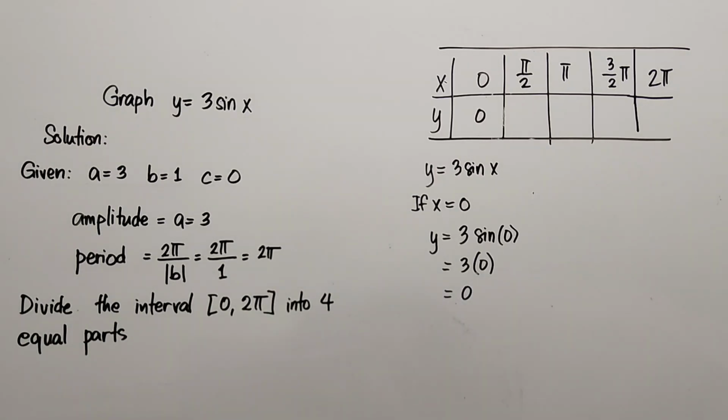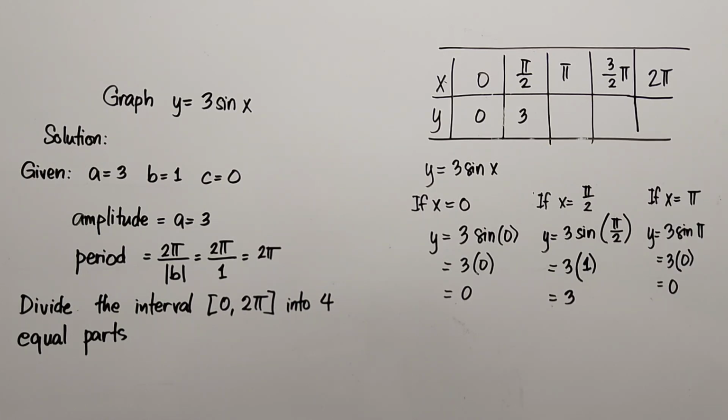Let us now proceed to x equals pi over 2: 3 times sine pi over 2. Remember that sine theta is equal to our y coordinate. And the pi over 2, or the 90 degrees, has the coordinate of 0, 1. And the y coordinate of that 0, 1 is 1. Therefore, sine pi over 2 is 1. 3 times 1, so your y is 3.